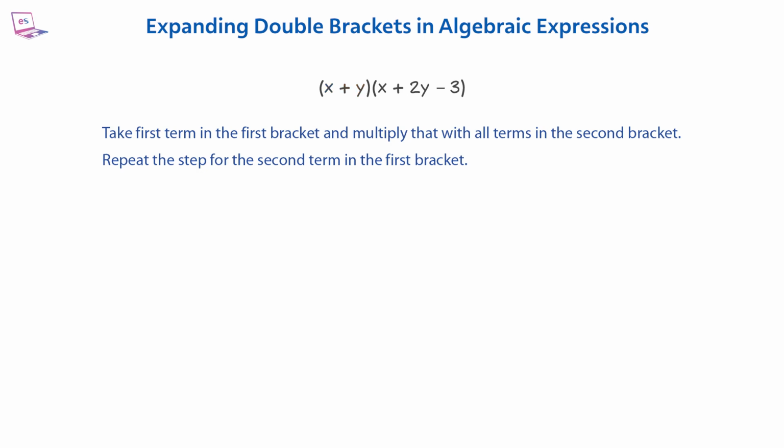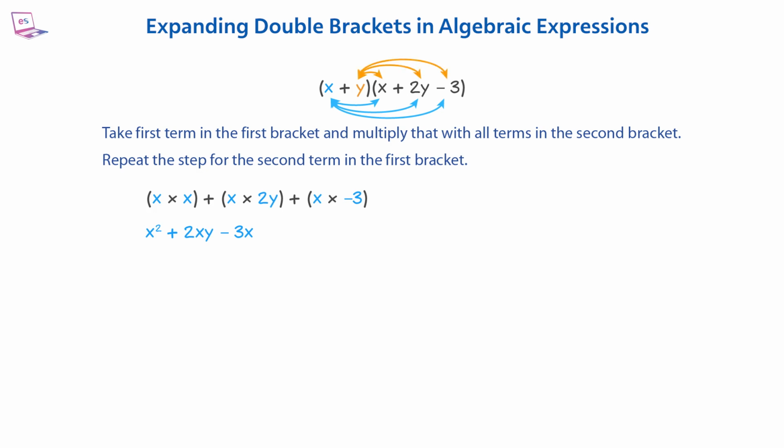Let's take the first term x in the first bracket and multiply that with all other terms in the second bracket. It will be x times x plus x times 2y plus x times minus 3, which equals x squared plus 2xy minus 3x.